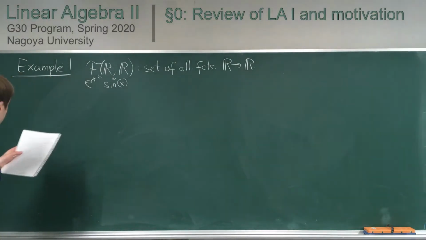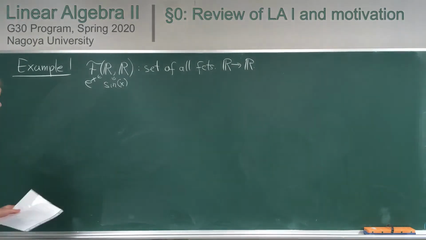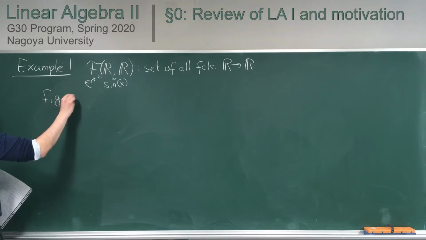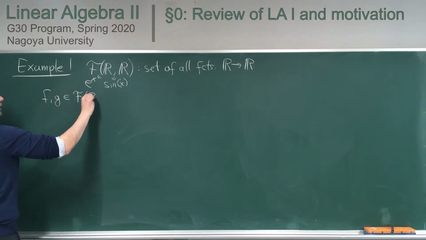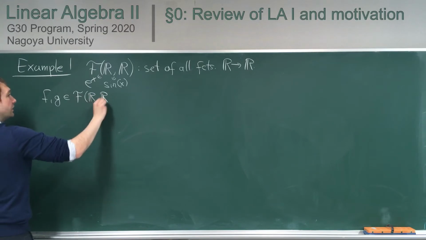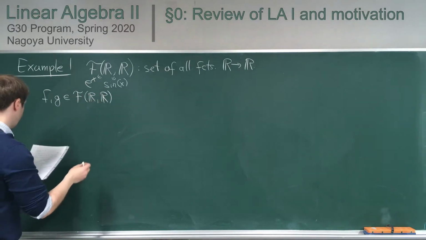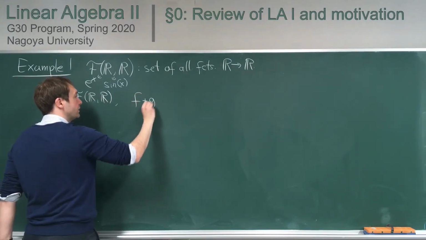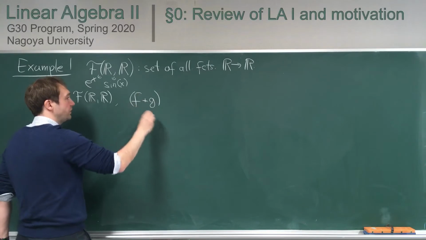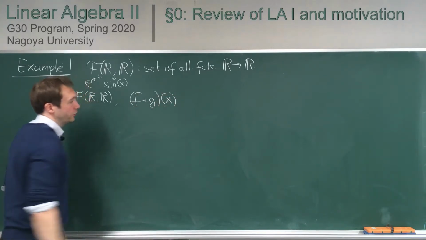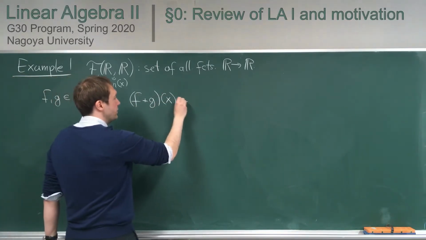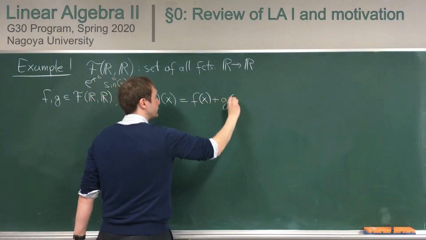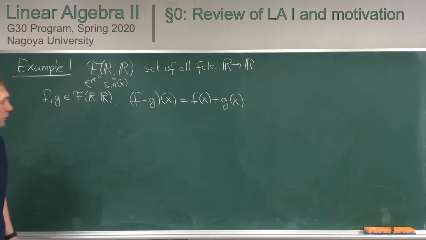And in this set, we can also define addition and scalar multiplication. So for example, if I have two functions in this set, f and g, then I can define f plus g, the function f plus g. So I need to say what this function is if I want to apply it to some x. And the definition is just I take f of x plus g of x. So this is the addition for functions.